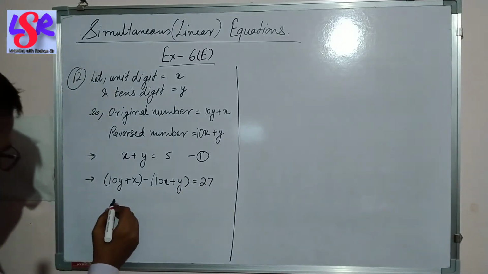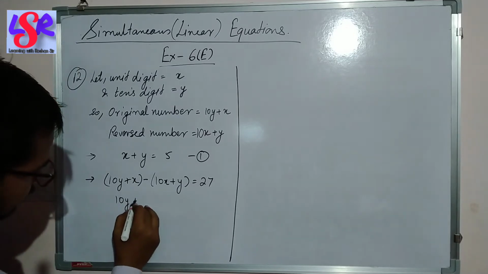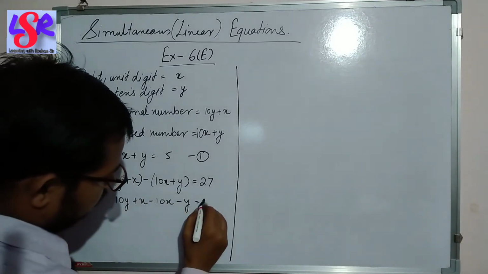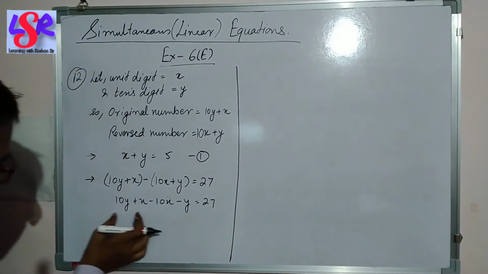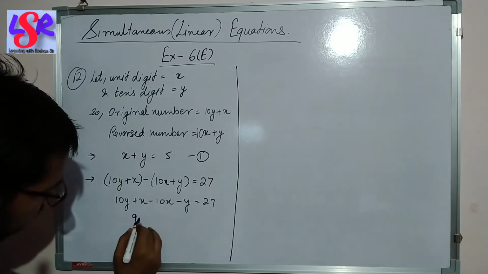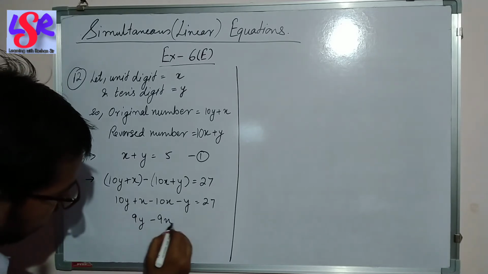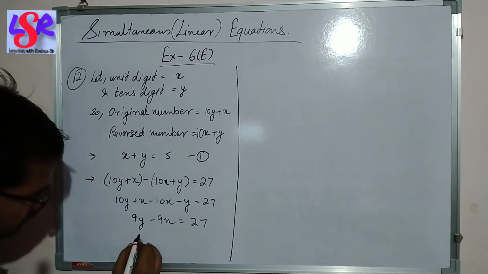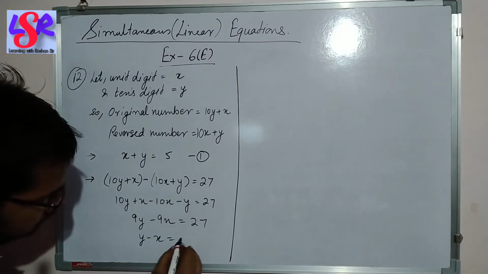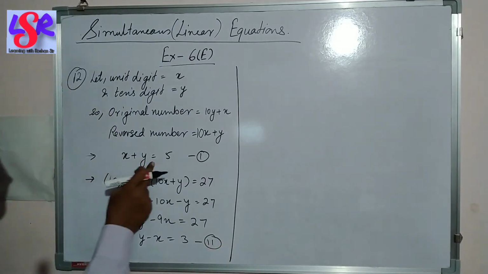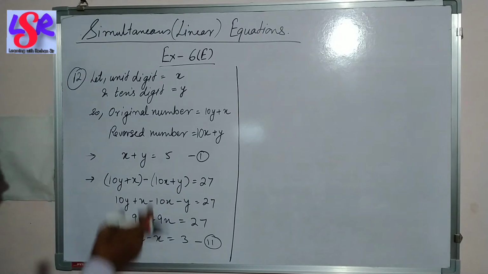Now solve it, and here it will be 10y plus x minus 10x minus y equals to 27. Here we can solve this. So it will be 10y minus y, that is 9y minus 9x equals to 27. Now this whole equation can be divided by 9 and we get y minus x equals to 3 as the second equation. Now here we can see this one is x plus y, this one is y minus x. So we can add these two to get the value of x or y.